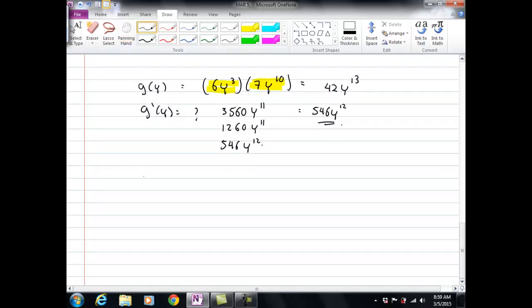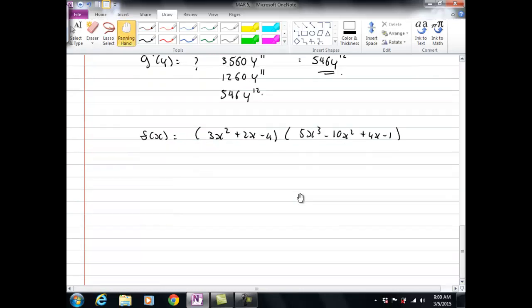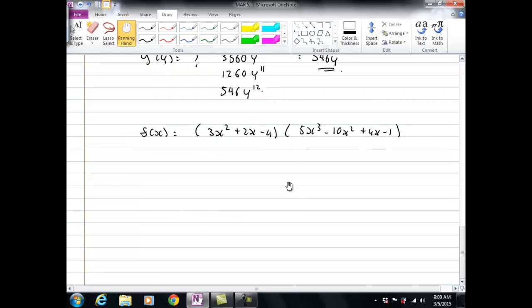What if I give you something like this? F of x, let's go back to x now, equals 3x squared plus 2x minus 4 times 5x cubed minus 10x squared plus 4x minus 1. If I were to multiply that out and then take the derivative, it'd probably take me 2 or 3 minutes, and I guarantee I'm going to make a mistake somewhere. Because that's really complex. It's going to take about 3 lines just to solve this. So there has to be some way of doing this. I'm going to show you a shortcut.